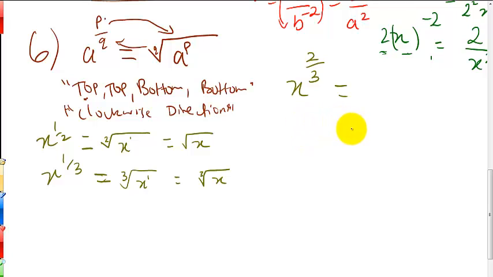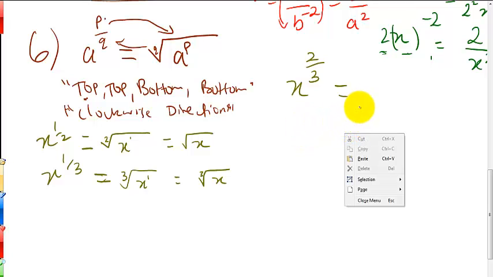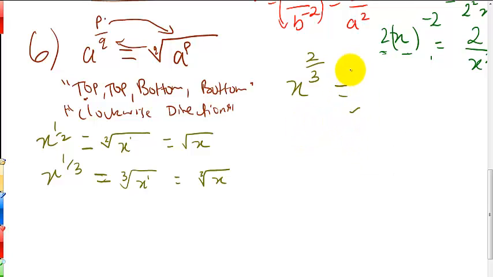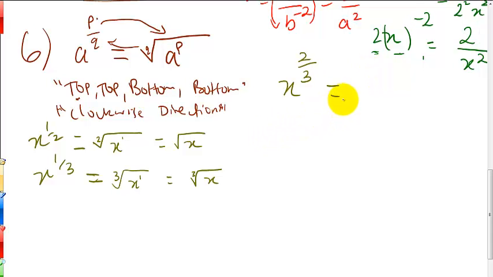Perfect. So for this example here, x to the power of 2/3, obviously we're going to be able to do it nice and easily. Here we go. It's the cube root of x squared. The 2 is on the top, and then the cube is right here, and you're done. Is that easy enough? Not too hard, right? It's just a pattern that you have to follow.